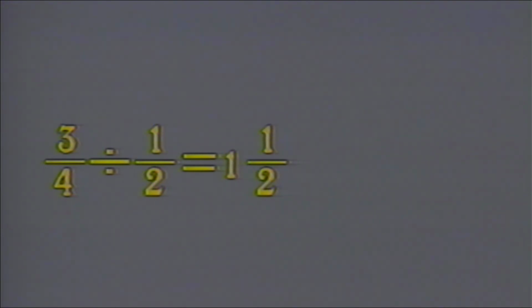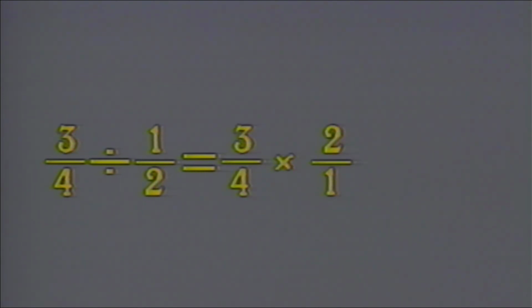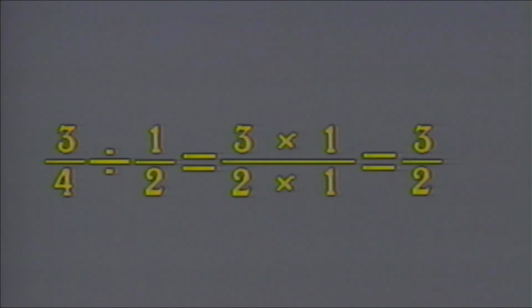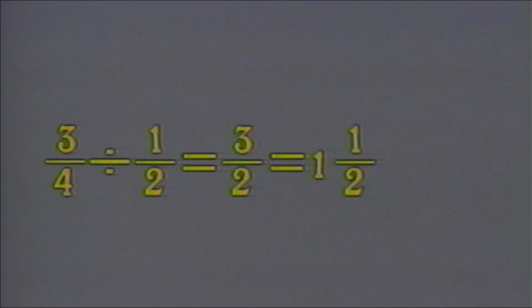3/4 divided by 1/2 is 1.5. To get the answer, multiply 3/4 times the reciprocal of 1/2, which is 2 over 1. Simplify. Divide numerator and denominator by 2 and get 3 times 1 over 2 times 1, which is 3 over 2, which equals 1 1/2.